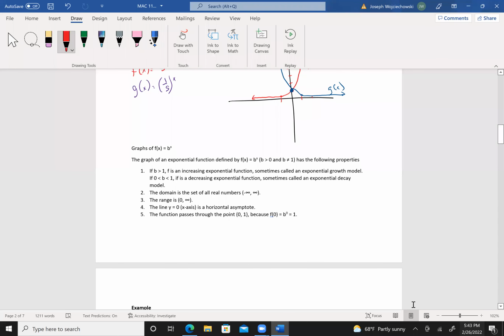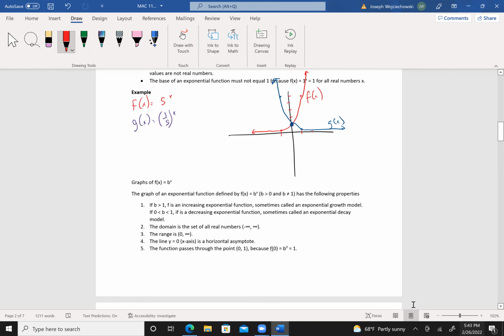Okay, some important things to note about this. The graph of an exponential function defined by f of x equals b to the x, where b is greater than 0 and b does not equal 1, has the following properties. For b greater than 1, f is an increasing exponential function called an exponential growth model. If 0 is less than b is less than 1, it's a decreasing exponential function, sometimes called an exponential decay model.